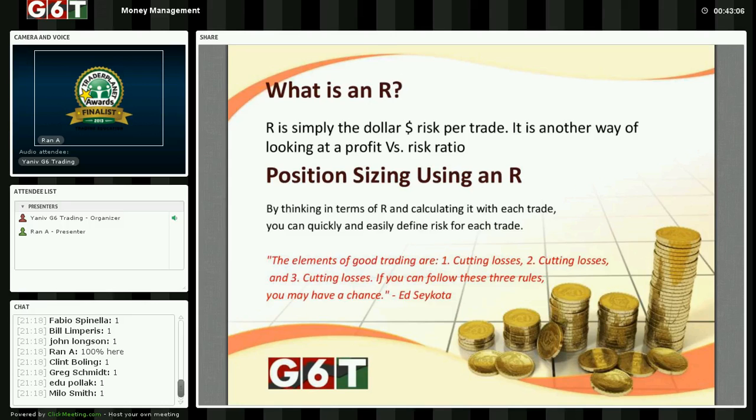Let's get going to trading and to learn some stuff about sizing. So in the G6 trading room, we are using R's. I'm getting a lot of questions: what is an R, how do we calculate it, and how do we use it?